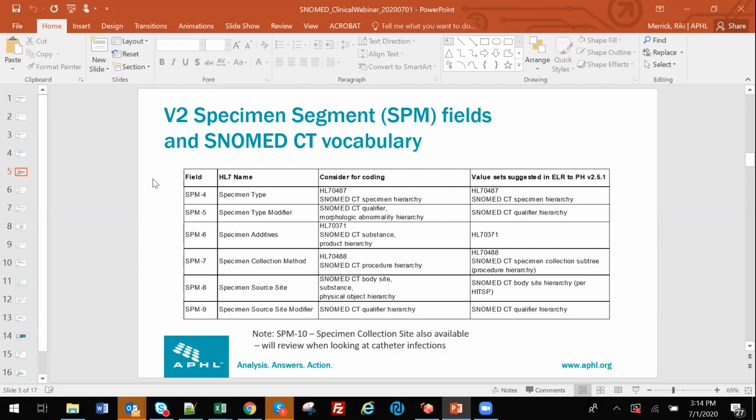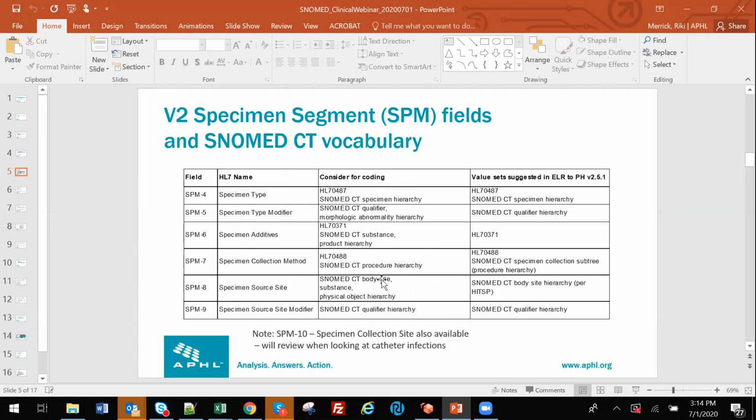This is how we've decided, and actually the NAHLN decided, and we follow suit, how we're going to code. We're going to use SNOMED terms from the specimen hierarchy for the specimen type, and then qualifier values for the modifier type and the site modifier, and additives from the substance and product hierarchies, and collection methods from the procedure hierarchy, and source sites from the body site hierarchy.